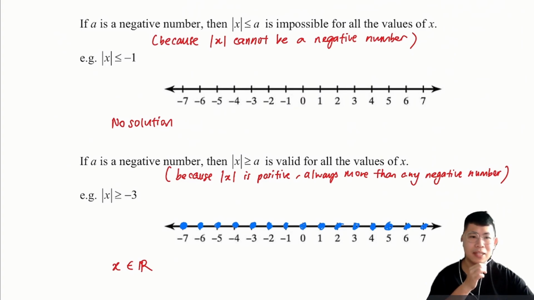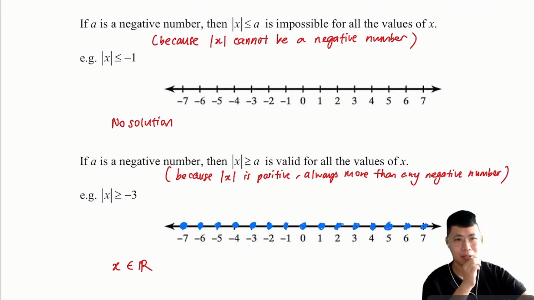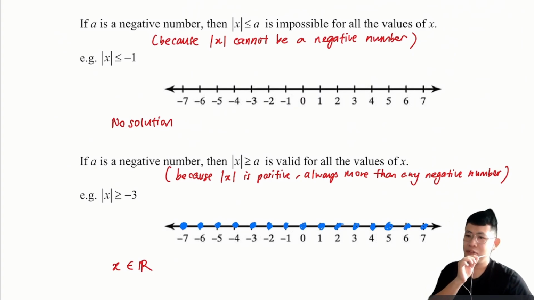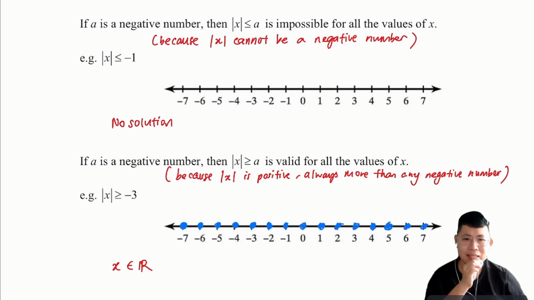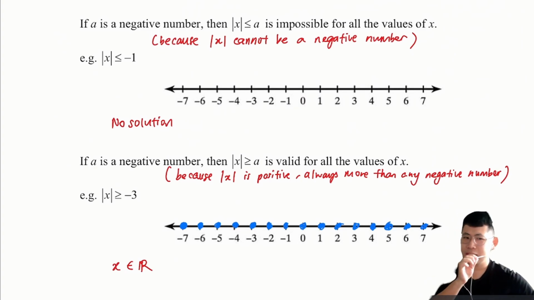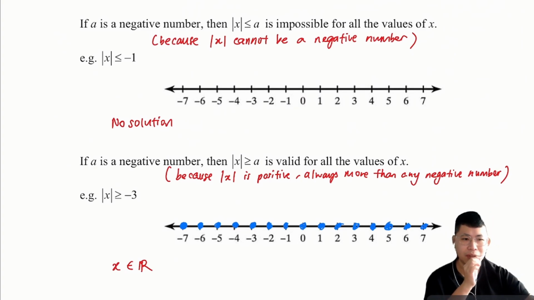Okay, so this is the idea that we are looking at for modulus inequality. If it's less than or more than a positive number, then we have a solution. If it's less than a negative number, no solution. If it's more than a negative number, the solution is all the real numbers.